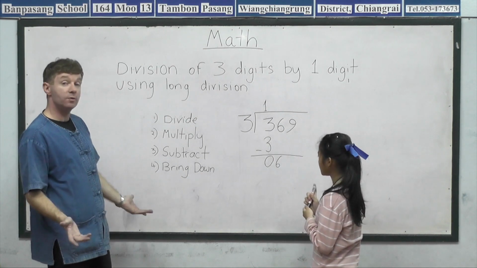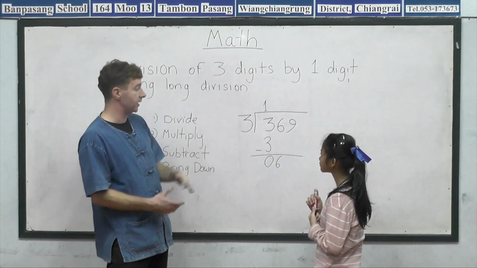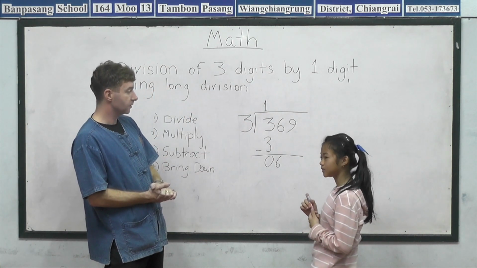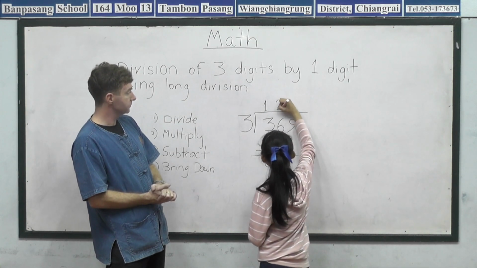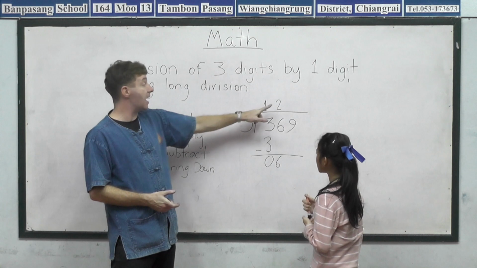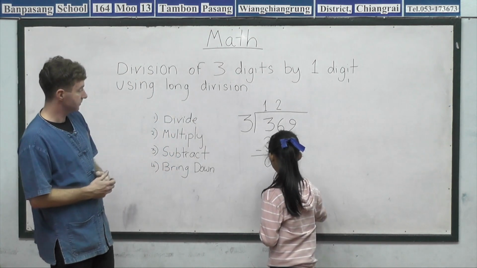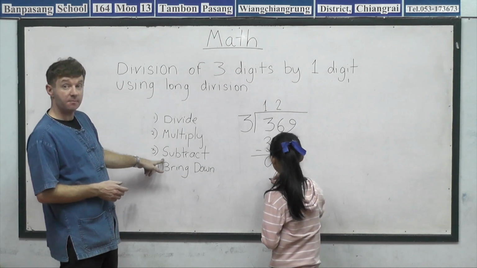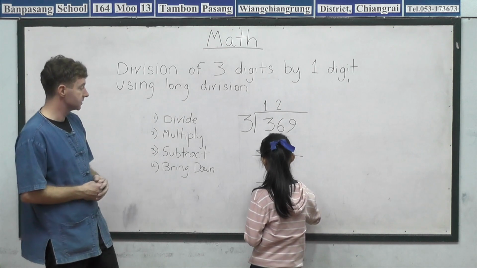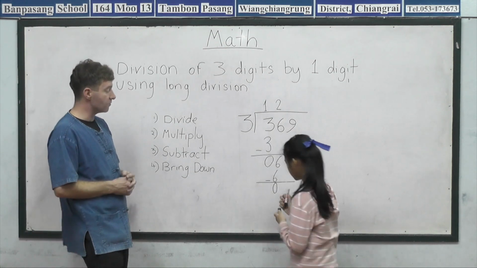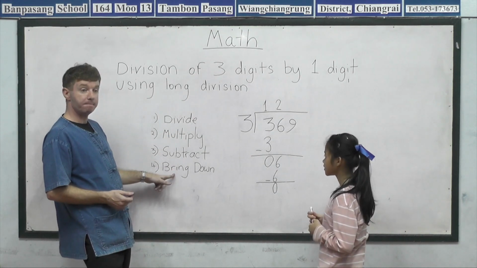Excellent. So now we repeat the same process. 6 divided by 3 equals 2. So we'll write 2 on top. 3 times 2 equals 6. Next step, subtract. 6 minus 6 equals 0. Very good. So now we know we're at 0. We're ready for our next step.